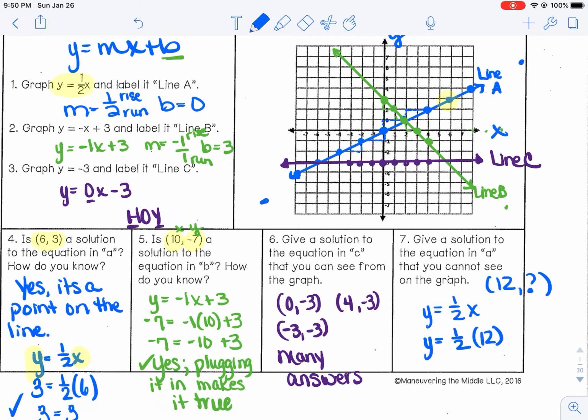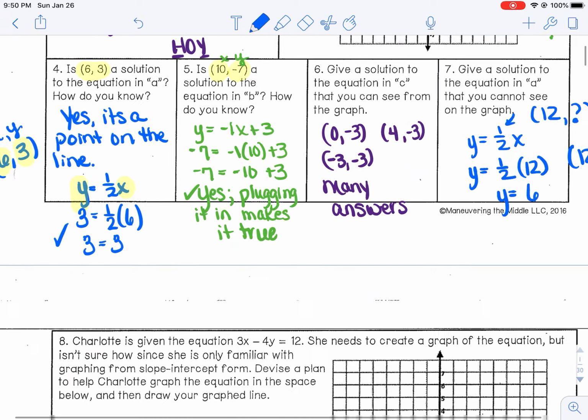Okay, and what is half of 12? 6, so y would be 6. My coordinate would be (12, 6). And again, I just chose an even number because I knew I was going to have to take half of it. Okay, let's take a look at the back side.